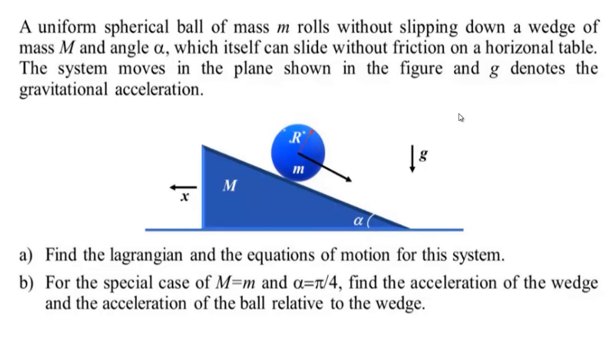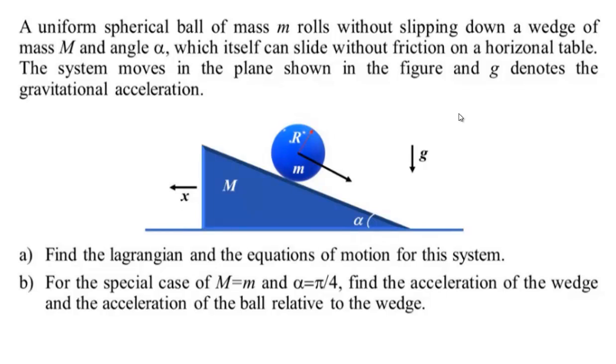Okay, on this opportunity we want to resolve this problem. We have a uniform spherical ball of mass m rolling without slipping down a wedge of mass m and angle alpha, which itself can slide without friction on a horizontal table. This system moves in the plane shown in the figure, and g denotes the acceleration of gravity.